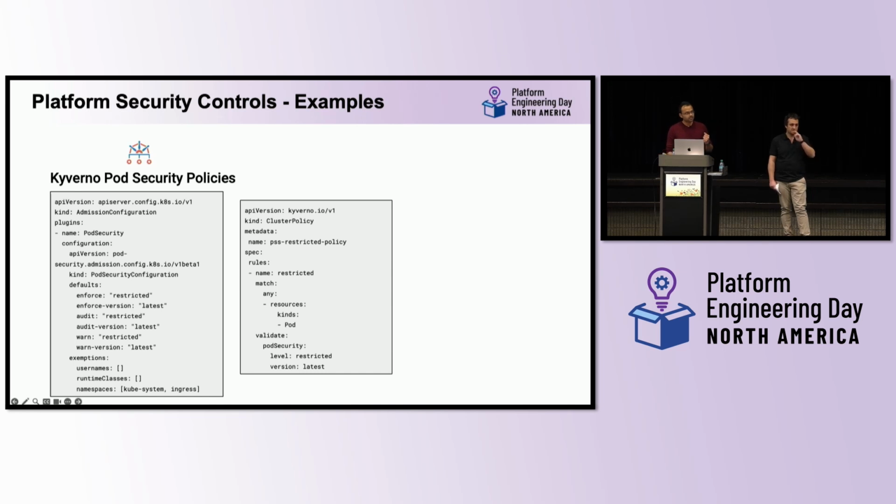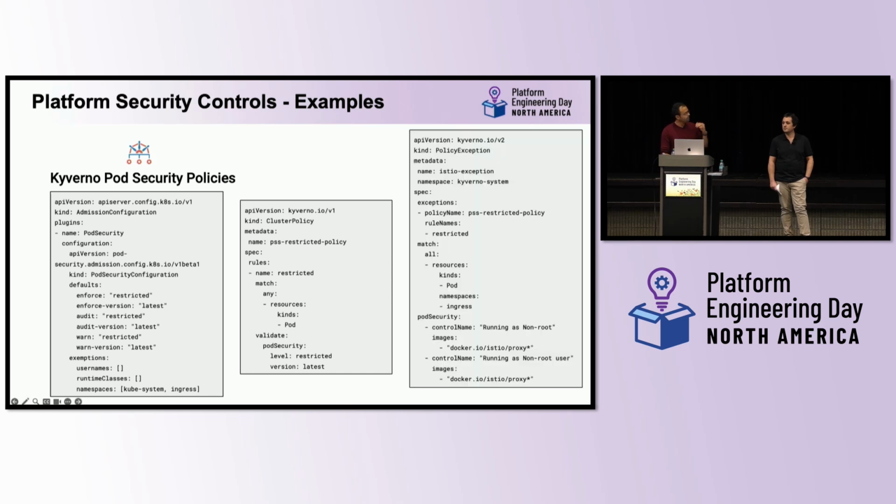Enter Kyverno. In the example that I'm going to show you, we have a rule that lets STO run as non-root in the ingress namespace. To do that, we used a Kyverno cluster policy that enforces the pod security policy for all pods in the cluster. But we also have a policy exception that says, in the ingress namespace, just let the STO container run as non-root. So this is a layer of control above and beyond what pod security policies by default can do.